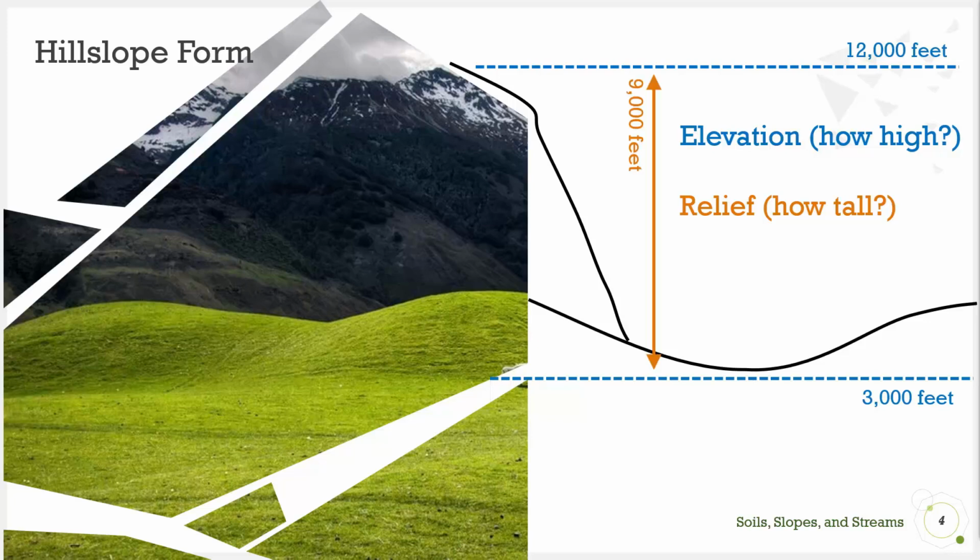Slope gradient describes the steepness of a feature. For example, here we have two different slope forms on the mountains. We have upper portions that are low slopes and have low slope gradients, and the lower portions have high gradients or are steep.